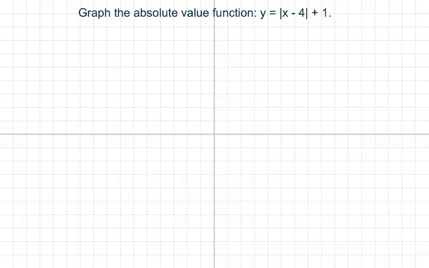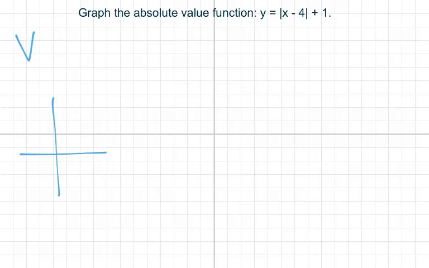Graph the absolute value function y equals absolute value of x minus 4 plus 1. So the first thing we want to determine is what is the vertex of this function? What is the lowest point of this function? Because that will tell us where the boundary line of the absolute value is.